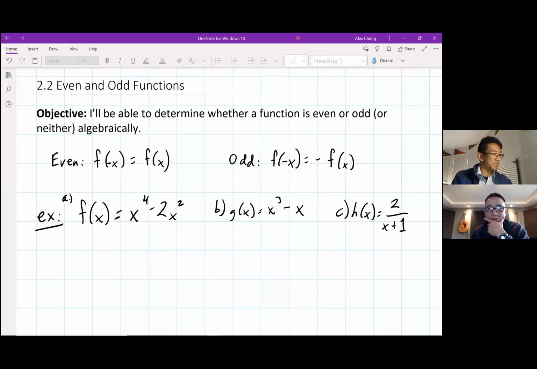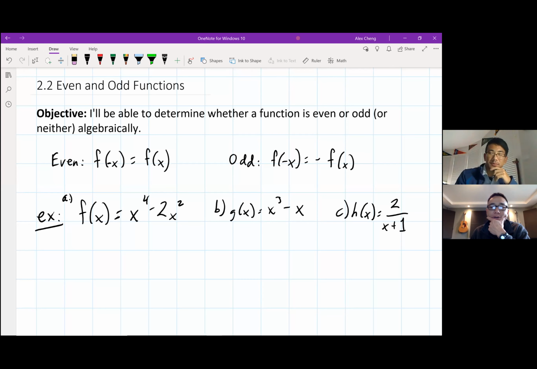Absolutely. Okay, so I think from the last video, we saw that for an even function, it's going to be true that if you evaluate f of negative x, it's going to equal f of x. And for an odd function, if you evaluate f of negative x, it's going to equal negative f of x, right?